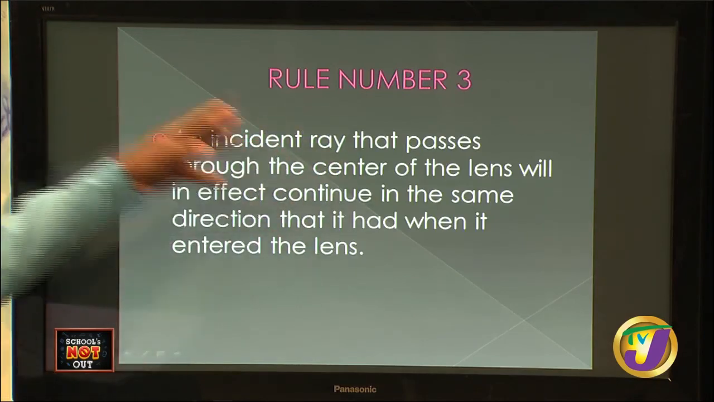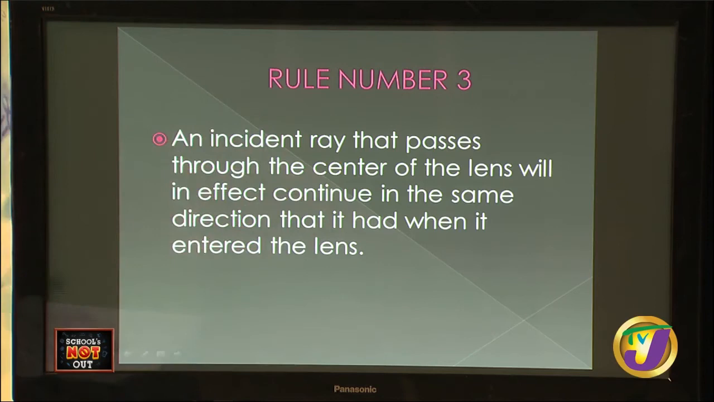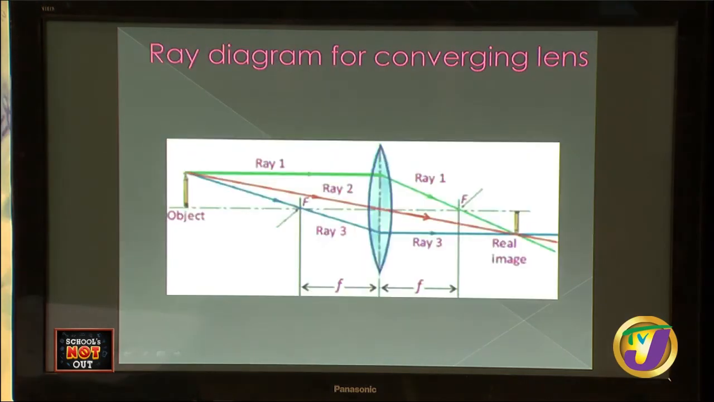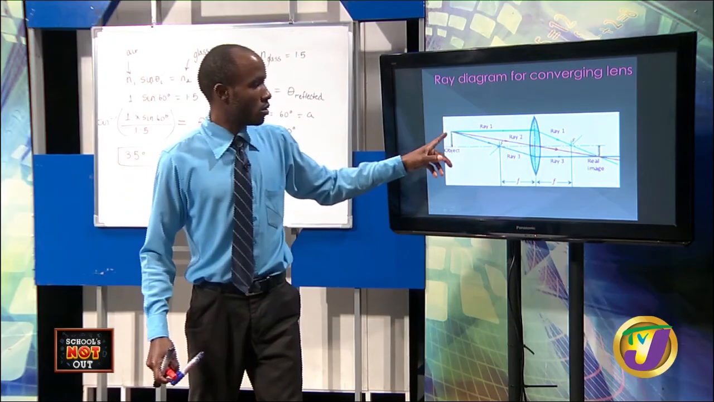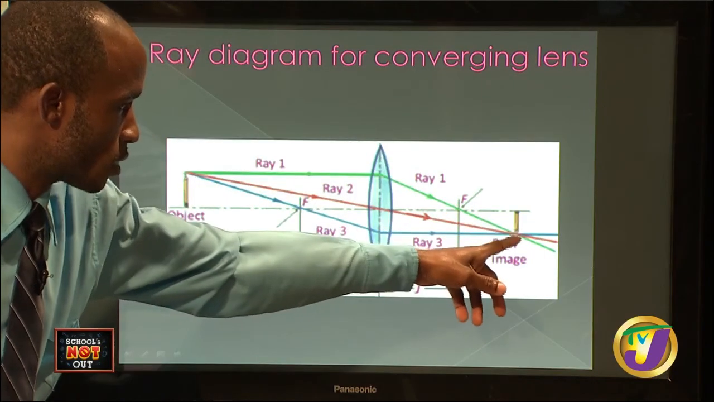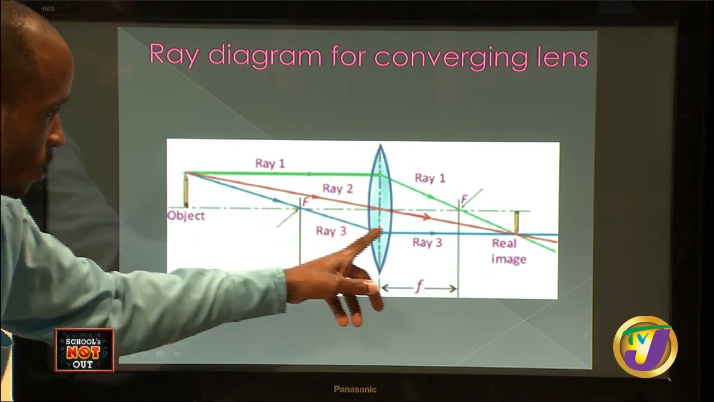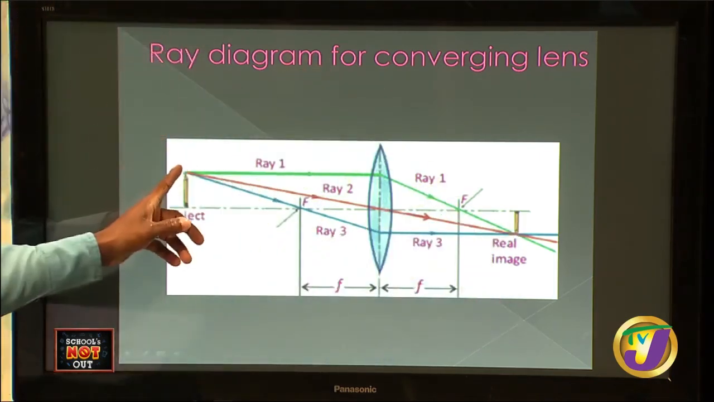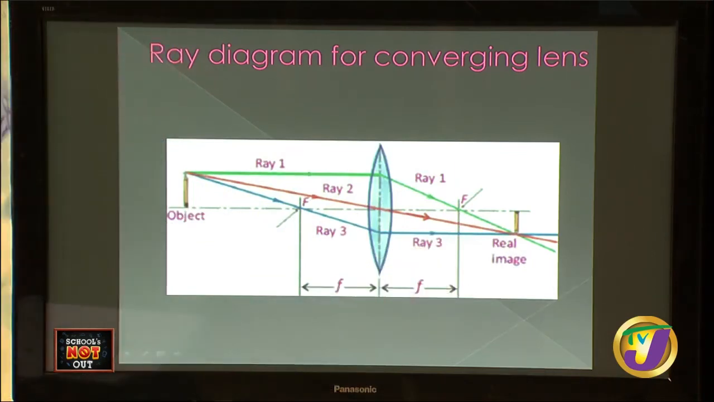any incident ray that passes through the center of the lens will in effect continue in the same direction it had when it entered the lens. So, it comes parallel, hits it, travels to the focal point, continues. This one comes here, goes to the focal point, hits it, travels parallel. This one now travels to the optical center, it goes through undisturbed.